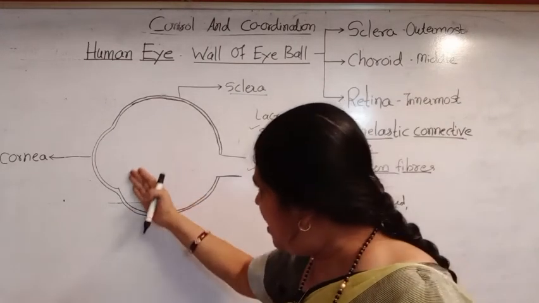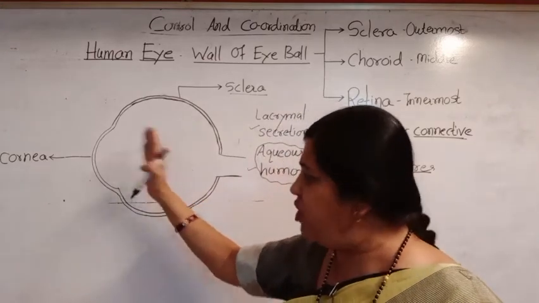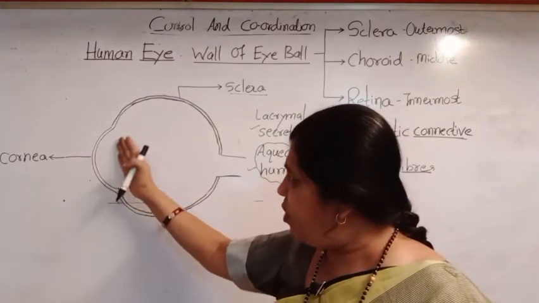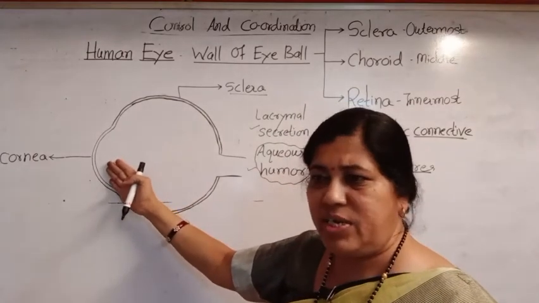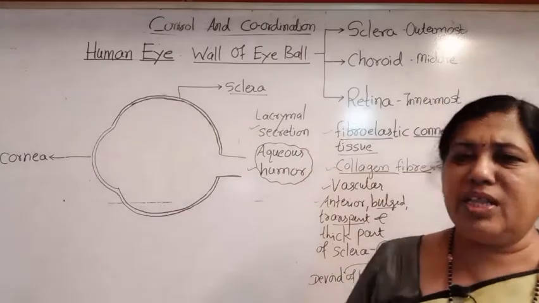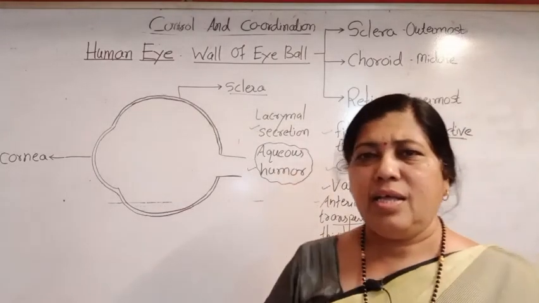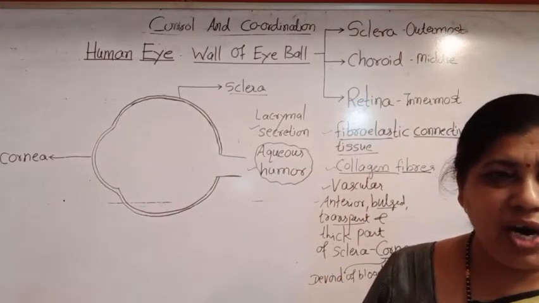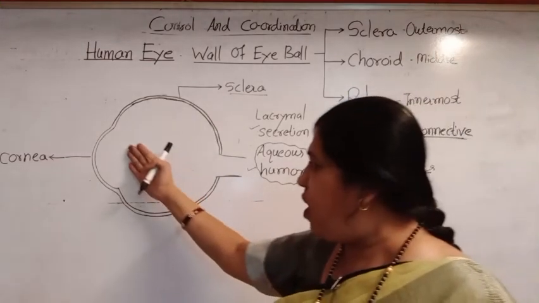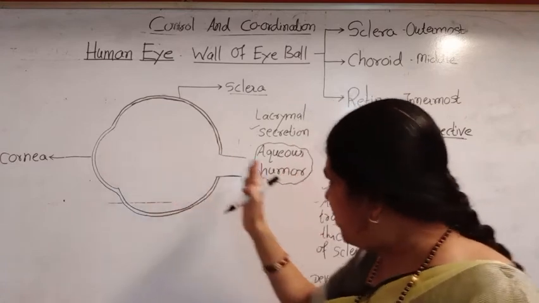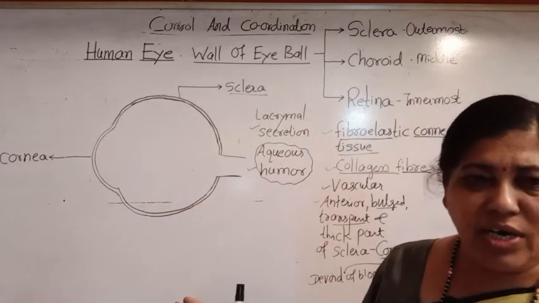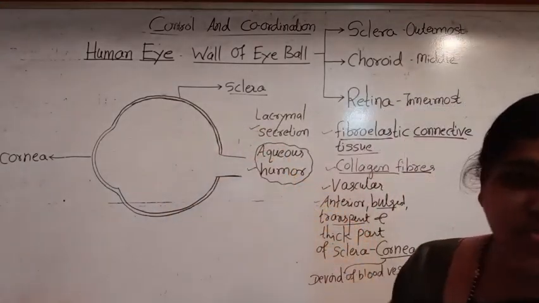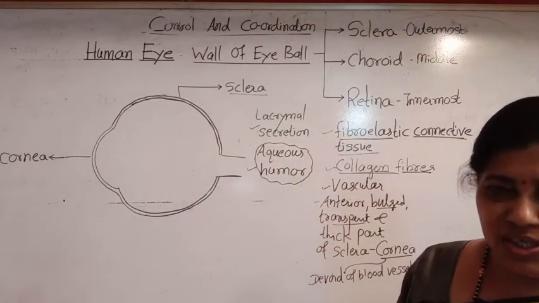So here the eyeball is present, and in front of the eyeball, I will draw it later, there is a cavity. This cavity is the aqueous chamber, and that cavity is filled with a clear transparent watery fluid which is called aqueous humor. So the cornea is nourished by aqueous humor, a watery fluid present here, and by lacrimal secretion, isn't it?